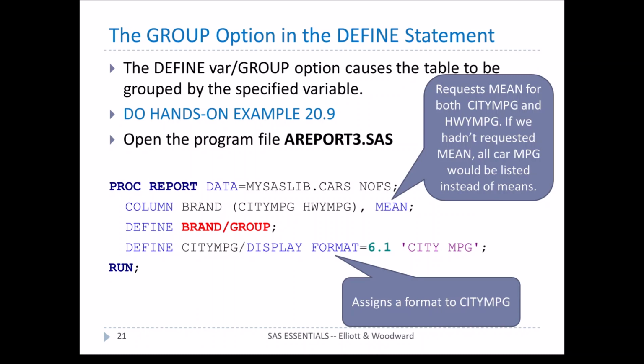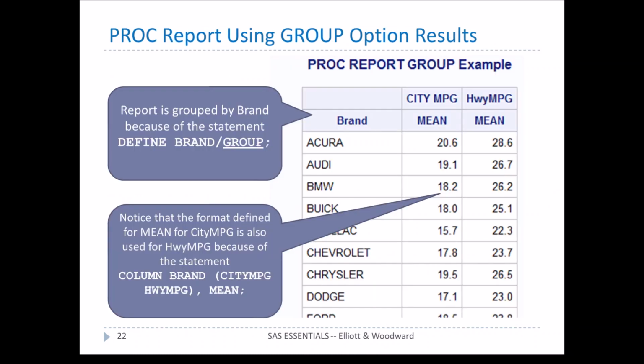And then we have a define statement. We're going to order it by group, and then the city miles per gallon with some things we've already seen. So let's see what that looks like. So again, we have city miles per gallon and highway miles per gallon, and the mean. So here we have the mean Acura city miles per gallon is 20.6, and the mean highway miles per gallon 28.6. And it's ordered by brand, as we can see in alphabetical order. And then the mean gives us the mean of all of the Acuras in the data set.